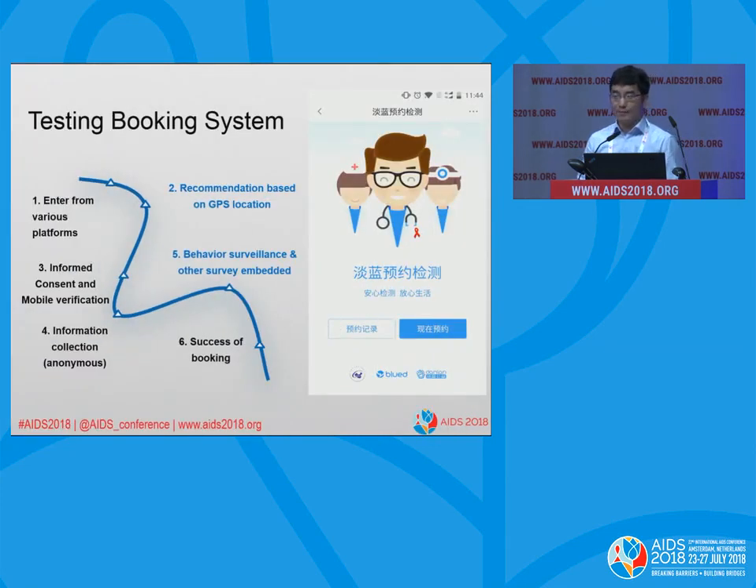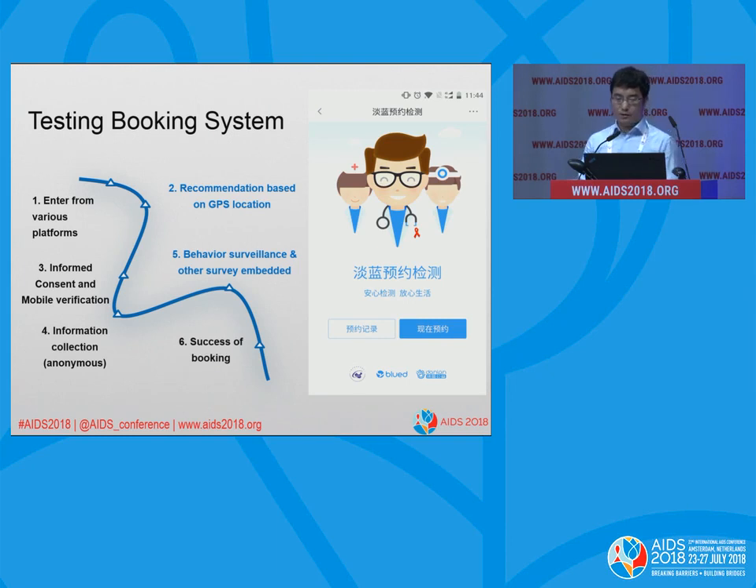Based on that, we also embed the testing booking system in Blued, which is very novel. You can enter this platform through Blued, and also through other channels, for instance WeChat, which is very popular in China, or microblog. All the Blued users in Beijing will be recommended testing venues close to their location, because there's a GPS function inside. We also do online informed consent and mobile verification.